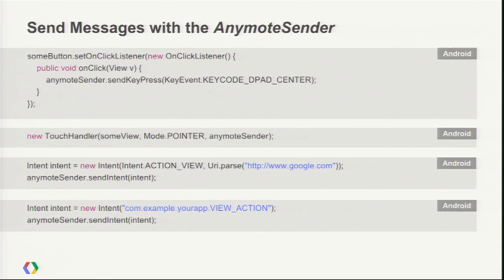So if you've gone through the pairing process and you have an application on Google TV that you want to control, you can send that intent, bring your own application up on the device, and then start sending the input events across.